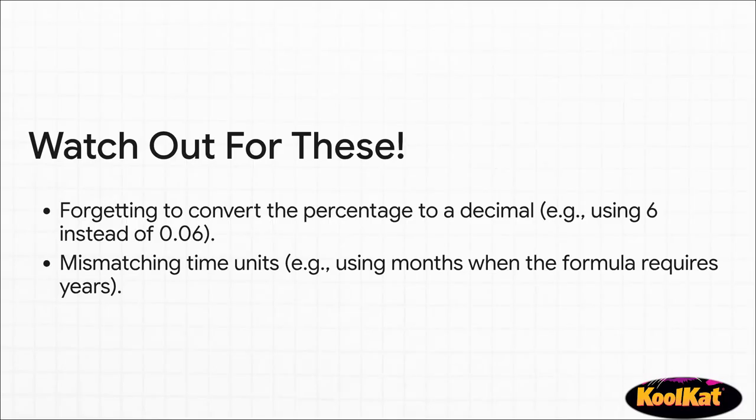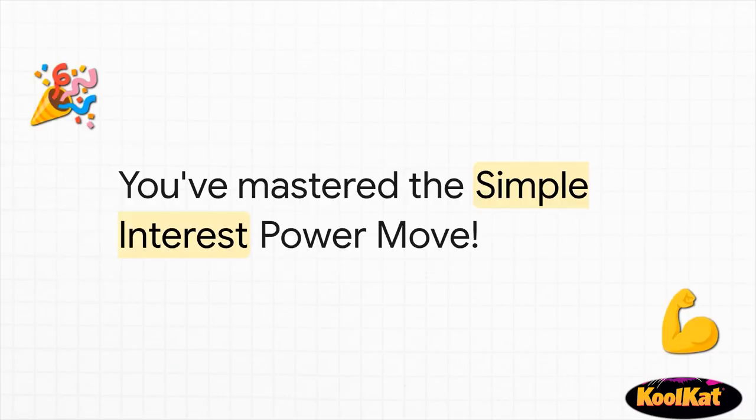So, to recap, here are the 2 biggest traps to watch out for. First, always convert your percentage to a decimal. Second, always double-check your time units. The formula absolutely requires time to be in years. If a problem gives you, say, 18 months, you have to convert it to 1.5 years before you can solve it. And that's pretty much it.